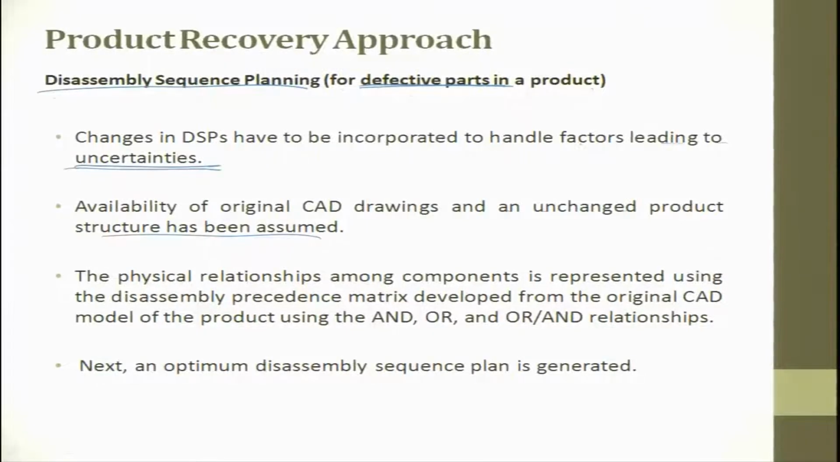The physical relationship among components is respected using the disassembly precedence matrix developed from the original CAD model of the product, using the AND or OR relationship. These are some of the Boolean relationships we have used. Using this relationship, having a drawing and trying to use it for design for disassembly, an optimum disassembly sequence is generated. From the CAD itself you start and then you do Boolean operations.